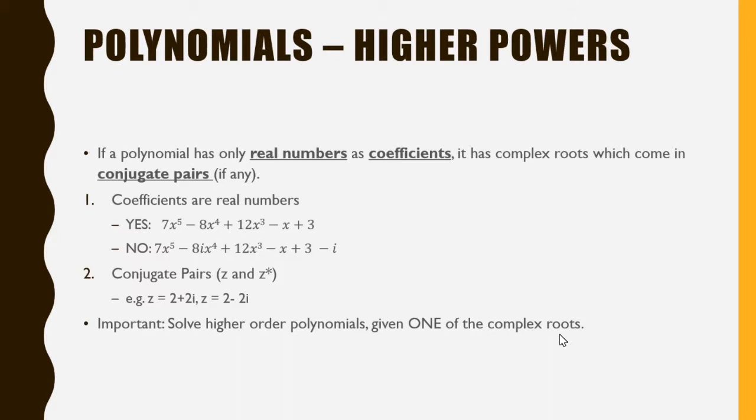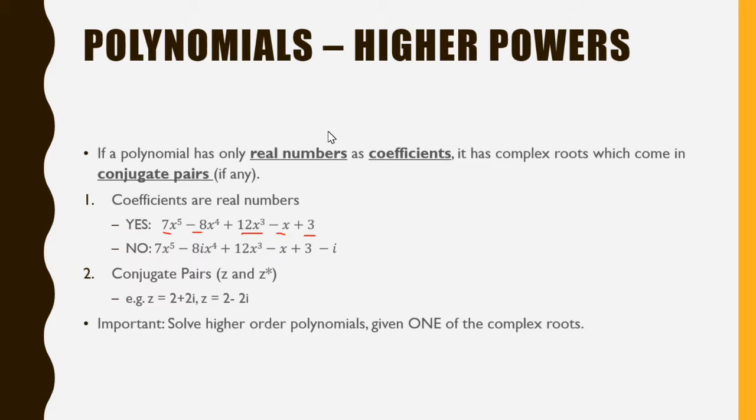So the first example we have here is 7x^5 minus 8x^4 plus 12x^3 minus x plus 3. When you look at all the coefficients in front of it, which are 7, negative 8, 12, negative 1, and 3, all these are real numbers. So when they have roots which are complex numbers, they will come in conjugate pairs.